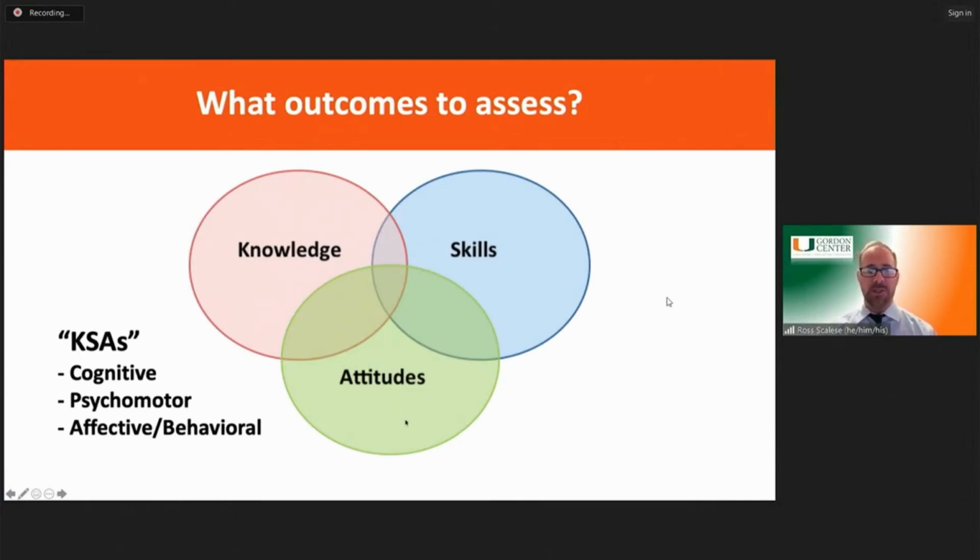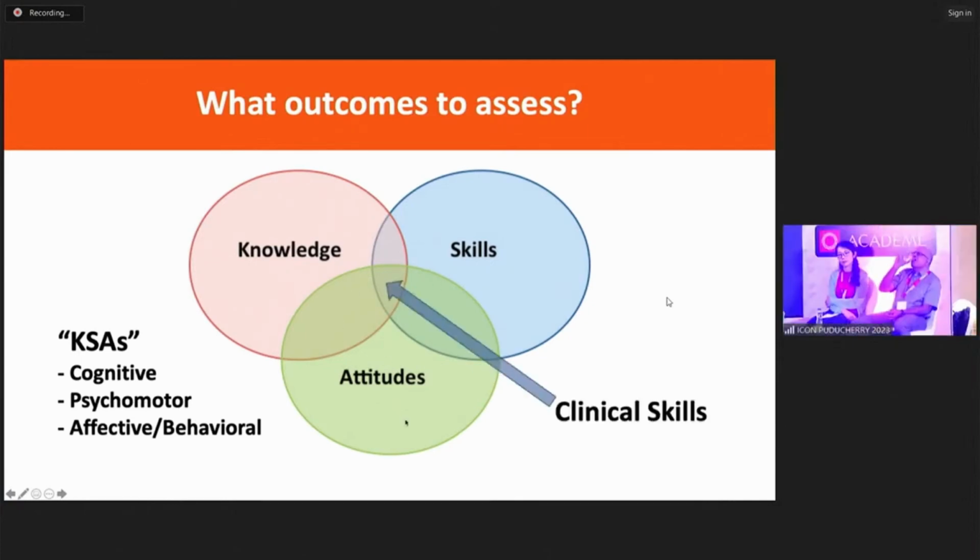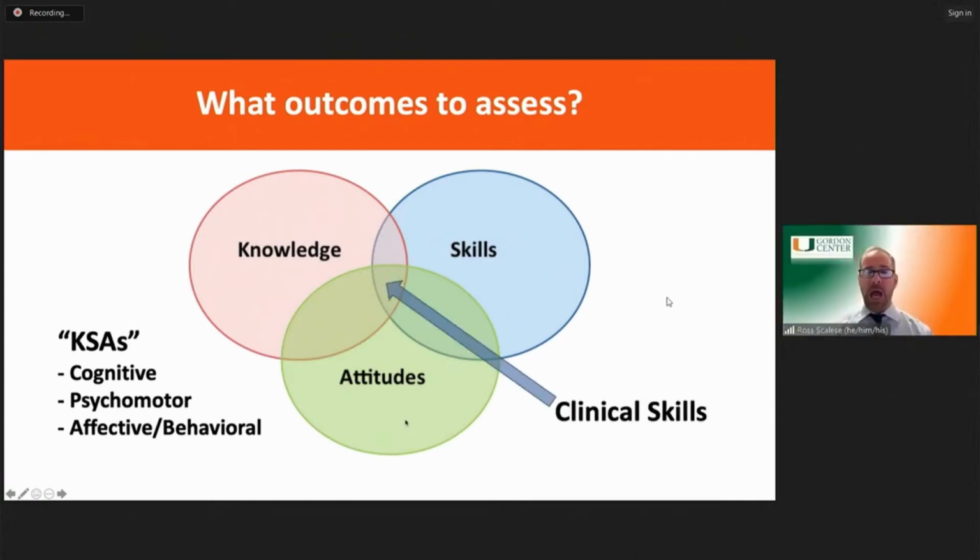And of course, although it's convenient to break down the various outcomes into one of these buckets, we know that these overlap. And many times what we're truly trying to assess lies at the intersection of some of these competencies. So I do a lot of clinical skills teaching and assessment. And you have to have certain knowledge, right? You have to know the anatomy. You have to know the steps of a physical examination or the components of a good history in order to exercise the skill of obtaining the history or performing the exam.